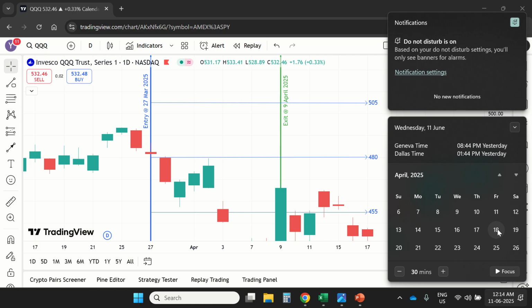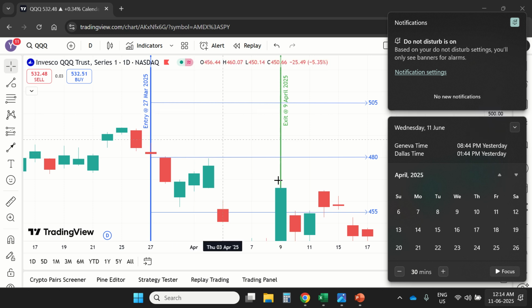Since 18th of April was a holiday, no option was available for this expiry. So I had to choose 17th of April expiry. So my selling leg was 17th of April instead of 18th of April, and my buying leg was 25th of April. So this is how I chose my expiries.